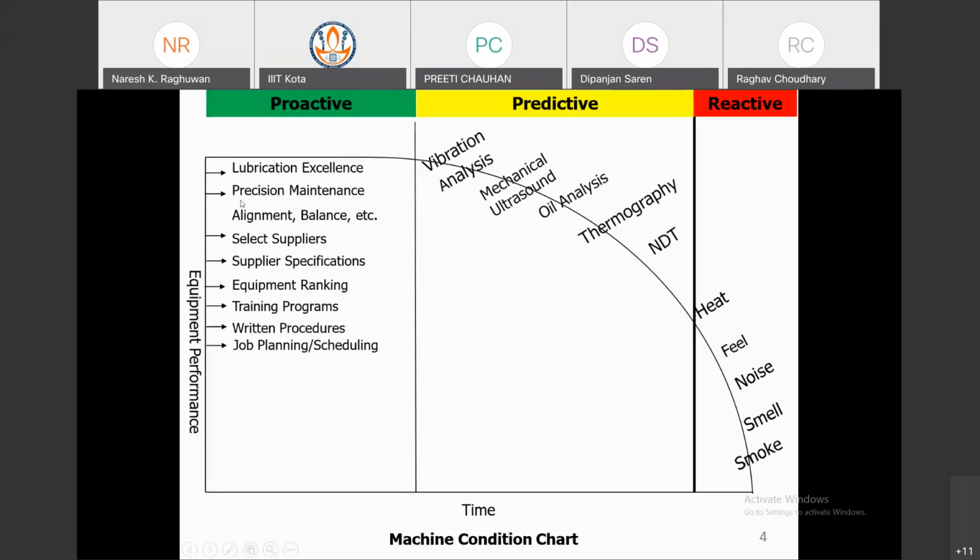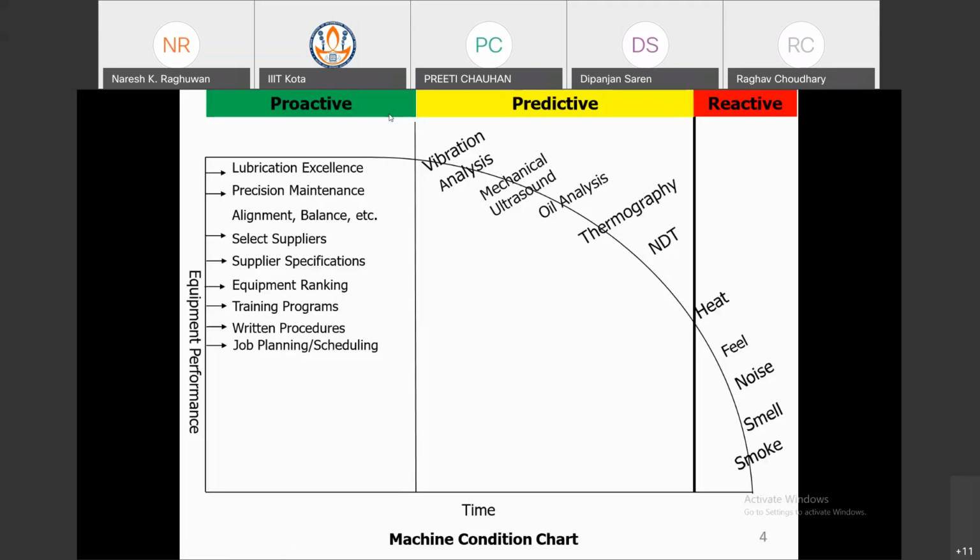This horizontal line, the lubrication excellence above the horizontal line, indicates that the performance is highest. Okay, so when the machine is under working condition, the second step is the predictive. First is the proactive, where all engineers do a good job installing the machine and arrange the training programs, job planning, scheduling, all things. Every work has been done. Now the second is the machine is running.